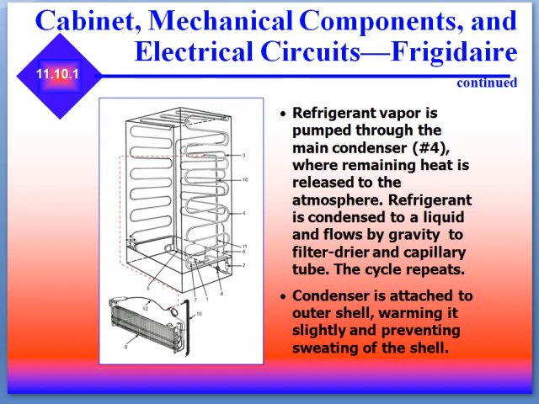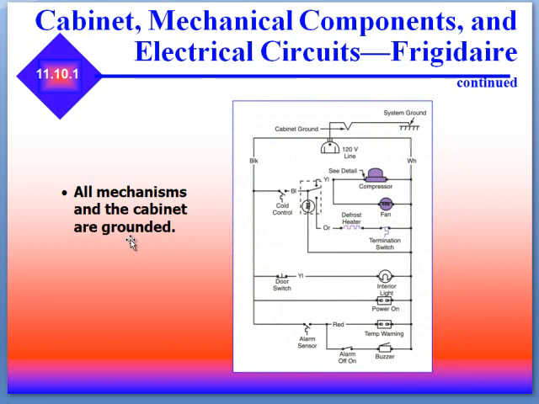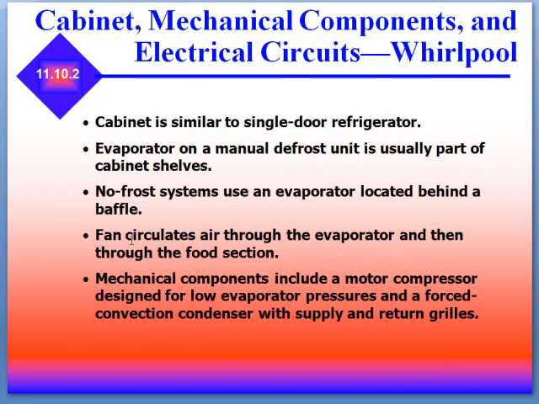The condenser is attached to the outer shell, warming it slightly and preventing the sweating of the shell. All mechanisms in the cabinet must be grounded. The cabinet is similar to a single-door refrigerator. The evaporator on the manual defrost unit is usually part of the cabinet shelves. No-frost systems use an evaporator located behind a baffle. A fan circulates air through the evaporator and then through the food section.